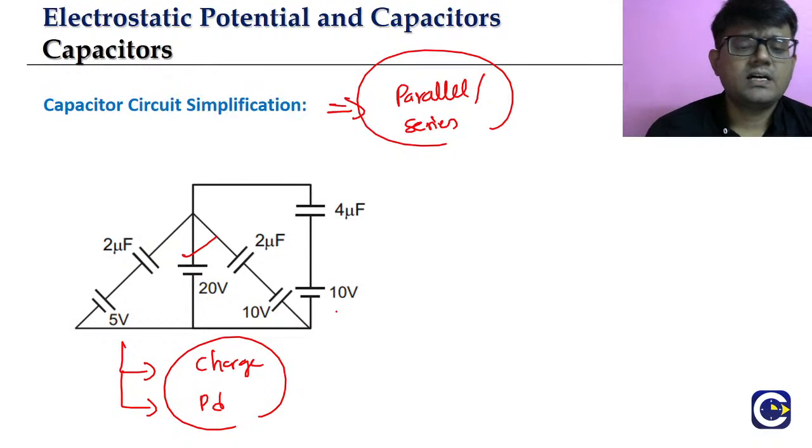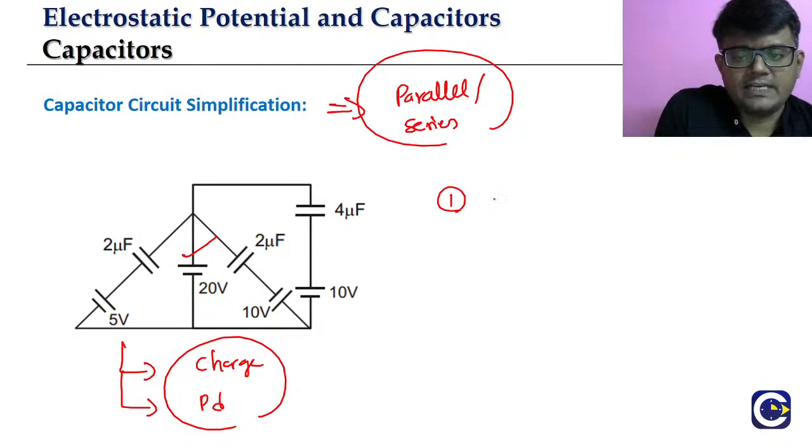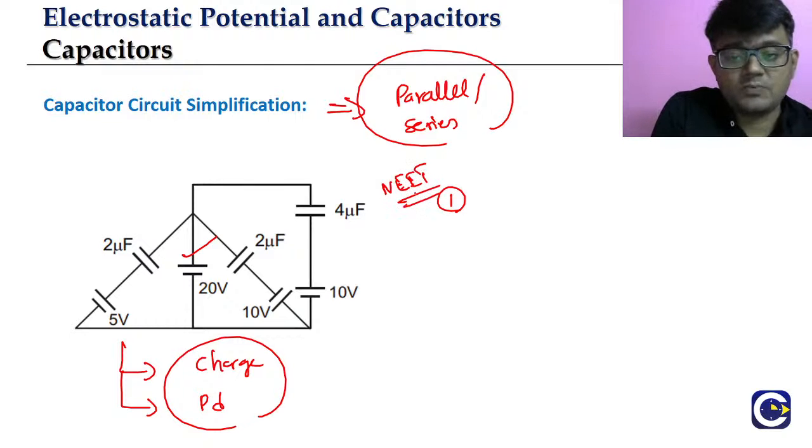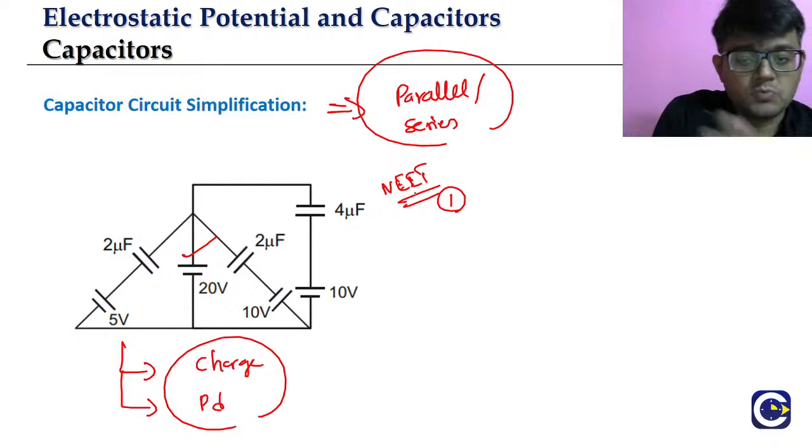When you look at these capacitor simplification circuits, we will divide them into mostly 5 categories. The first category we can call models of questions. This first model is the most important for the NEET examination, and the maximum number of questions in past years were observed in this model. Whenever you have capacitor circuit based questions, it will mostly be this model.